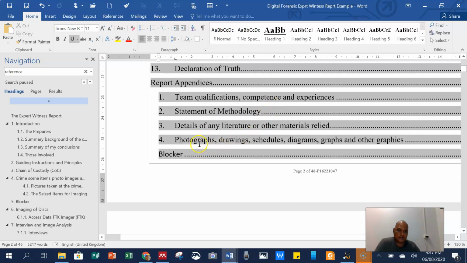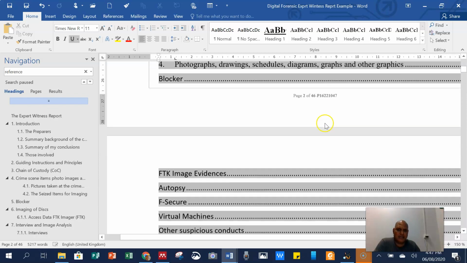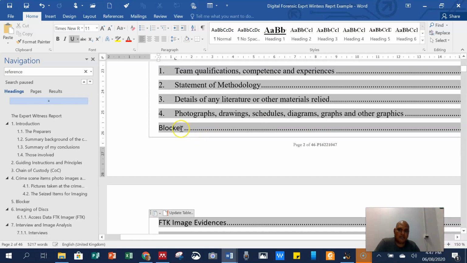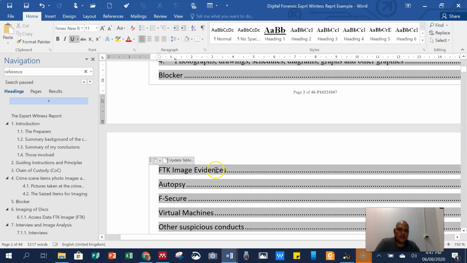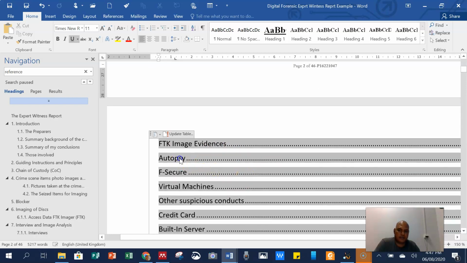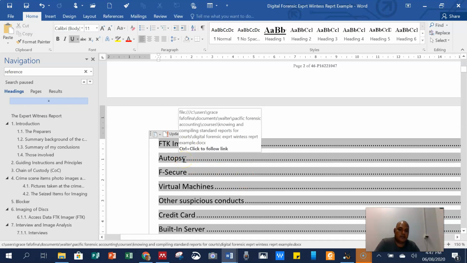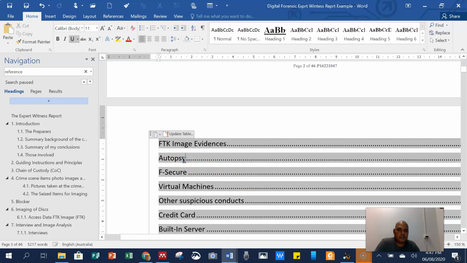appendices are the photographs or schedules or diagrams or graphs or other graphic things, and also the details of your blocker. Blocker is the TX1 imager or other evidence, and also we can talk about the autopsy. For example, we've been dealing with autopsy, so you can also detail the autopsy software in here. Why are you using it?